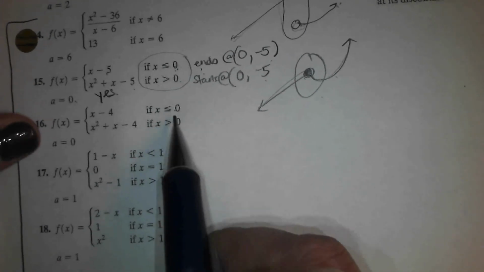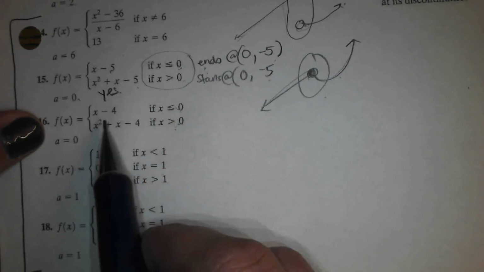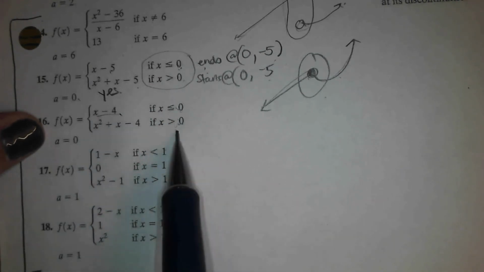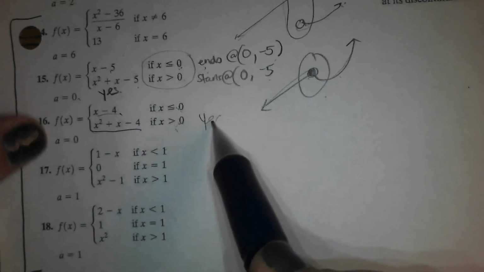This one, we transition from one function to another. This one ends at 0, comma what? -4. This one begins at 0, comma -4. So that's another yes. Okay?